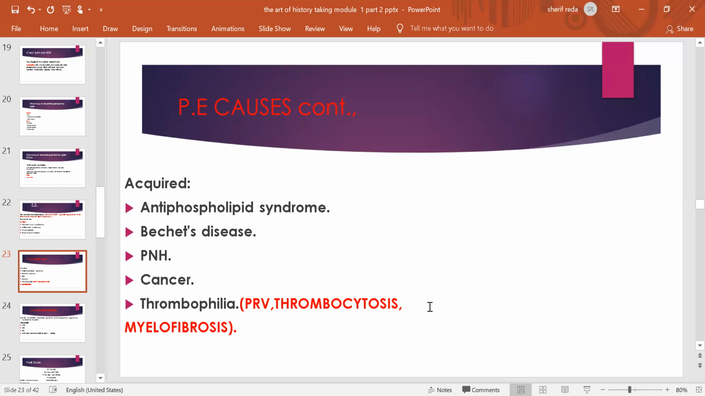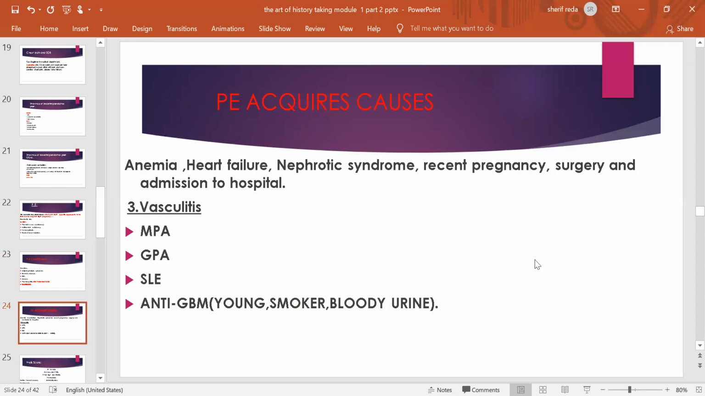Behçet disease, paroxysmal nocturnal hemoglobinuria, cancer, and thrombophilia associated with polycythemia rubra vera, thrombocytosis, and myelofibrosis. From the history also, you can find that this patient is having anemia, which is a risk factor for PE, heart failure, nephrotic syndrome due to loss of protein C and S in the urine, and recent pregnancy, surgery, and admission to the hospital. Also, you may find that this patient is having vasculitis like microscopic polyangiitis or Wagner's granulomatosis, SLE, as I told you, or anti-glomerular basement membrane.